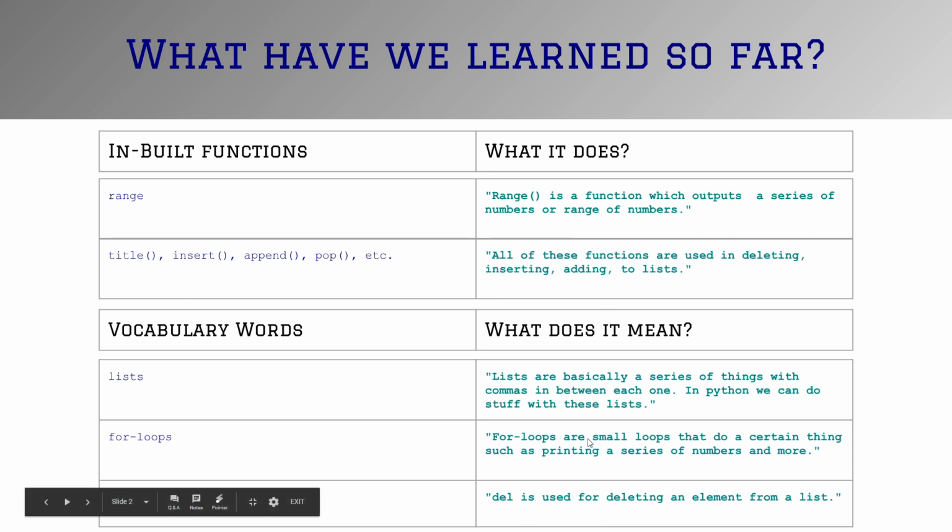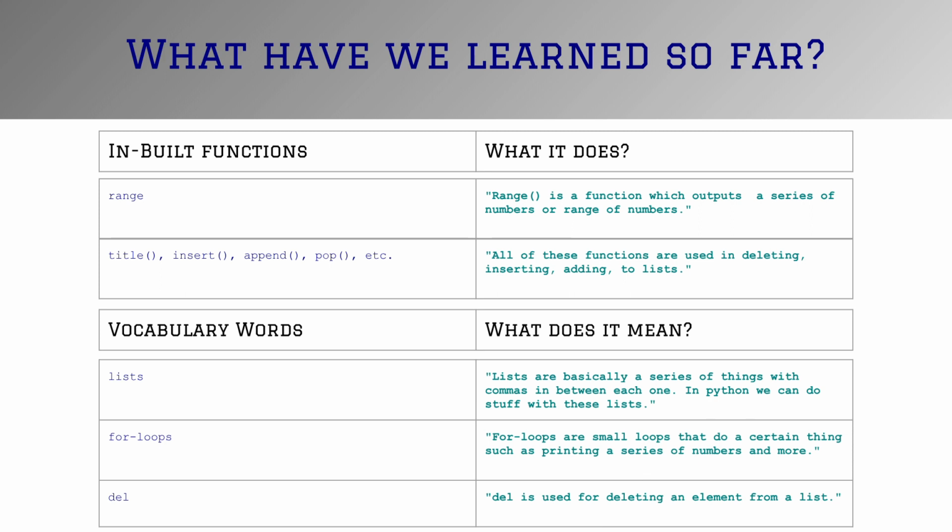For loops. For loops are small loops that do a certain thing, such as printing a series of numbers and more. Del. Del is used for deleting an element from a list. You can realize that with del, delete. Now, del, title, insert, append, pop are all ways to do stuff with lists.